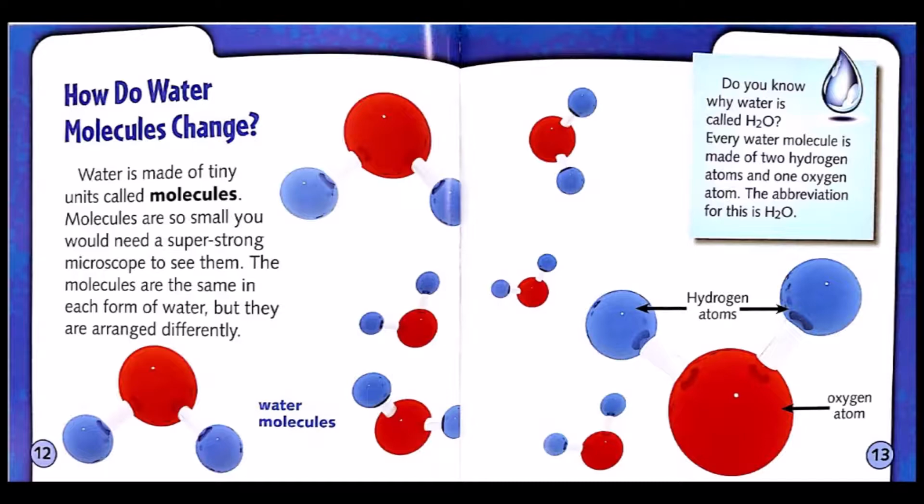Do you know why water is called H2O? Every water molecule is made of 2 hydrogen atoms and 1 oxygen atom. The abbreviation for this is H2O.